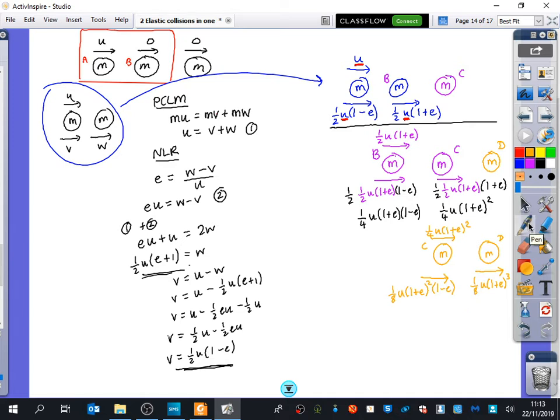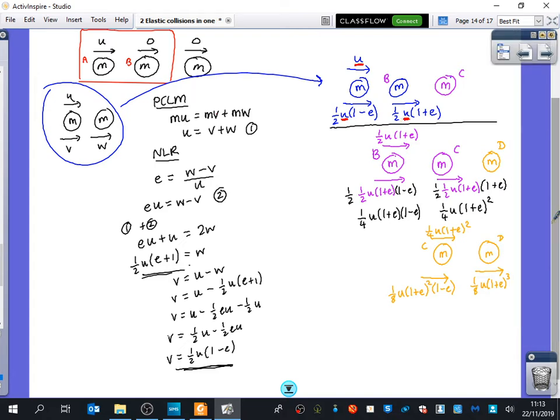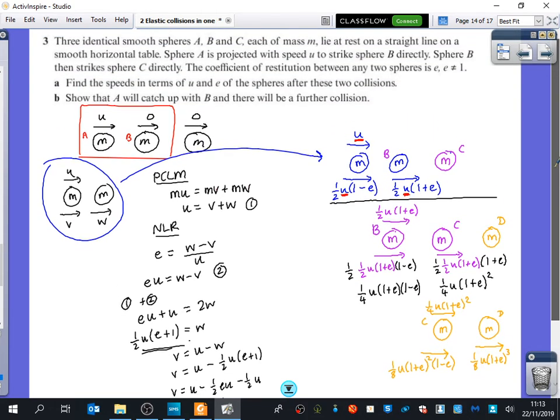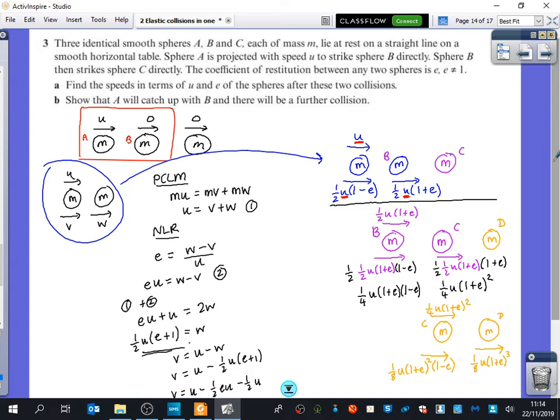This looks like a really busy kind of board that we've got here, but I suppose the main thing, this part of the diagram up here is the main thing, where the speeds are changing, and to find out the speed afterwards, you're multiplying it by a half (1 minus e) and a half (1 plus e). So this orange bit, obviously we went a little bit beyond the scope of what the question was. Find the speeds in terms of U and E of the spheres after these two collisions.